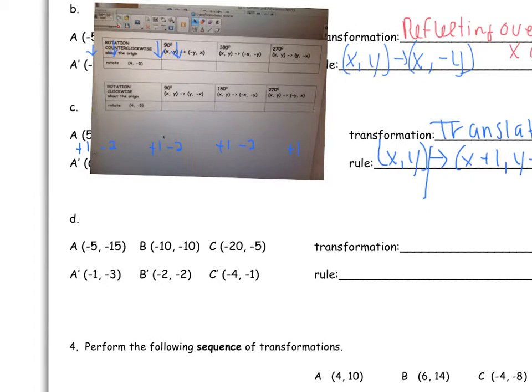And lastly, so we've done a reflection, we've done a translation, we've done a rotation. So the last one that I'm thinking we're going to do is possibly a dilation. And if I look, all of my numbers are significantly smaller. And is there a common factor? That's what I'm going to be looking for, if they're significantly bigger or smaller. So negative 5 to negative 1, negative 15 to negative 3, negative 10 to negative 2.